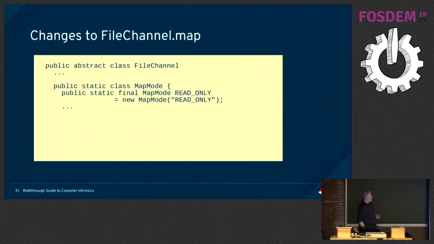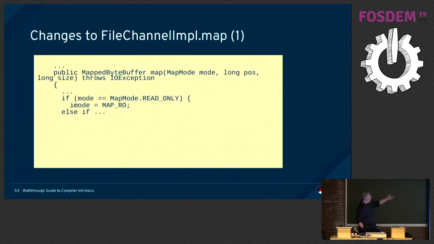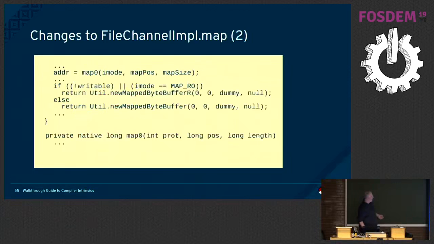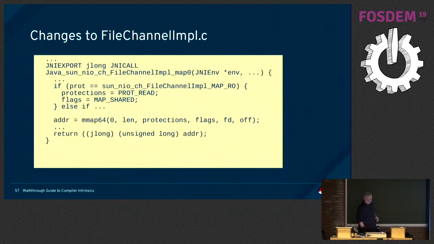And that's relatively straightforward. We added a couple of extra modes for the map mode that the file channel uses when it maps stuff in. And when we come to actually see the implementation of the map method in the internal implementation of that, it actually keeps track of whether we've got a synchronous mapping or a normal mapping. And when it comes to do the mmap further down inside that map call, we change it so it passes that through in the native call that actually does the underlying operating system call. And we also tell the buffer whether it's synchronous or not. So we've got a couple of changes to propagate through.